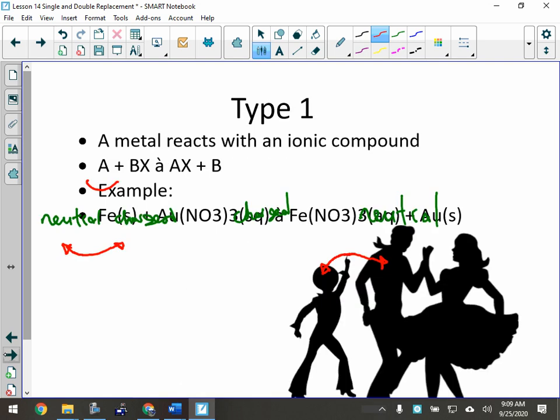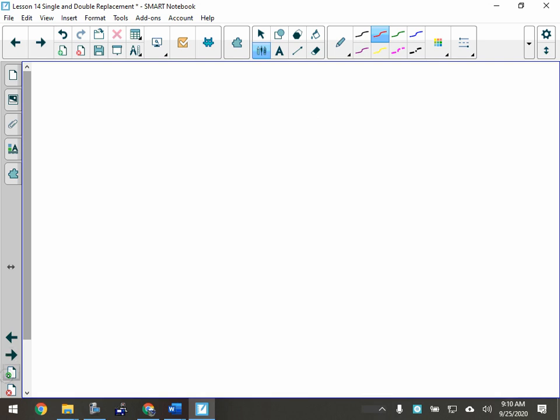Now, there's a lot of stuff here, but don't worry about this. I'm actually going to do this on a separate thing here. So we have two types here. They're the same, okay, just so you know. An element is going to switch with one part of the ionic compound. It says type 1, a metal reacts with an ionic compound. So if we had, for example, A plus, let's say, BC, you can put that down on the left-hand side there, A plus BC. This would be my element here, of course, and this would be my ionic compound.